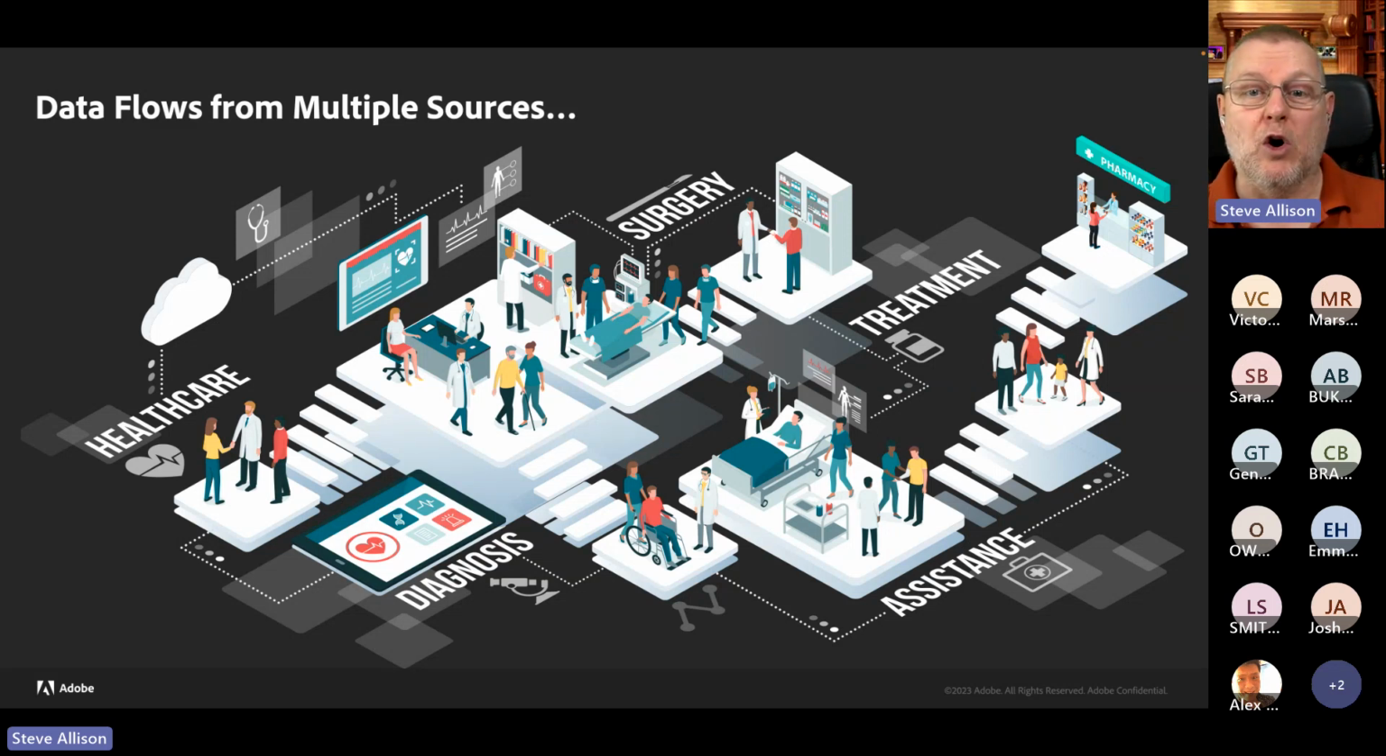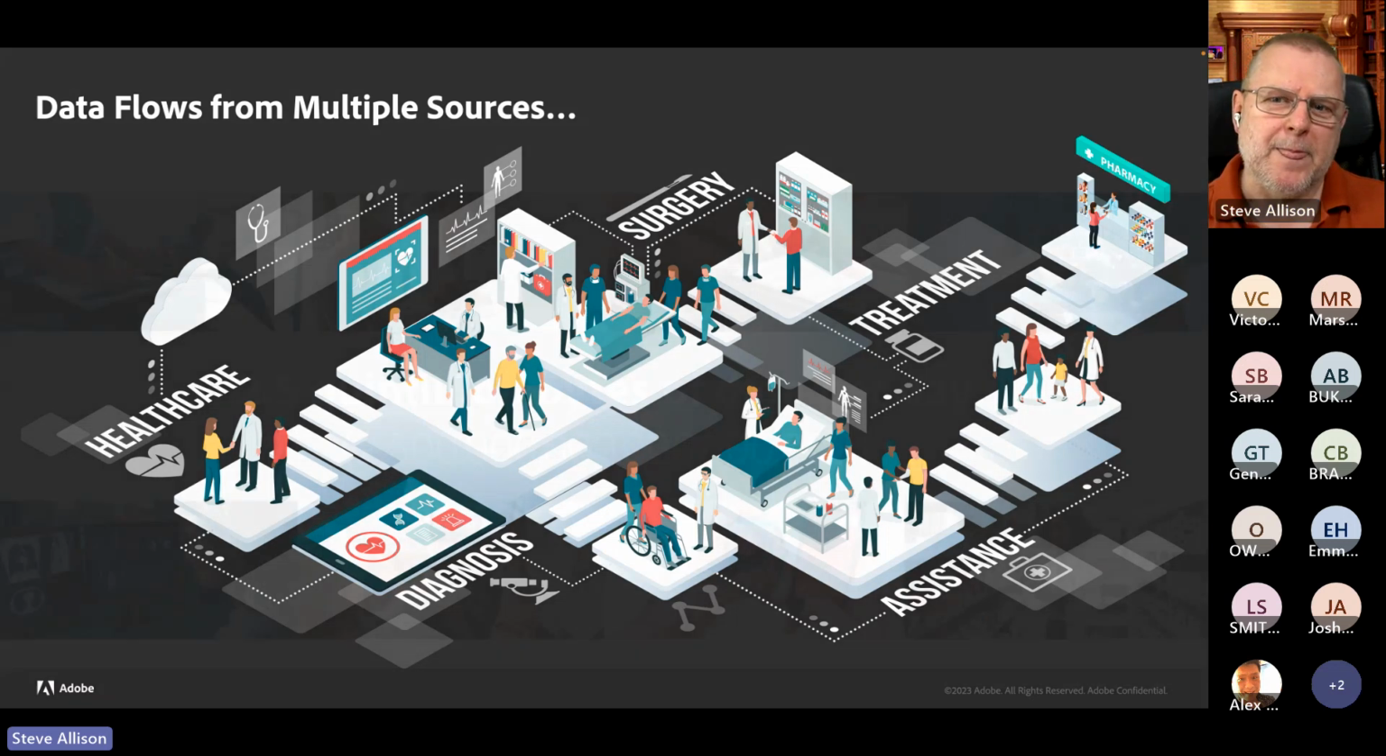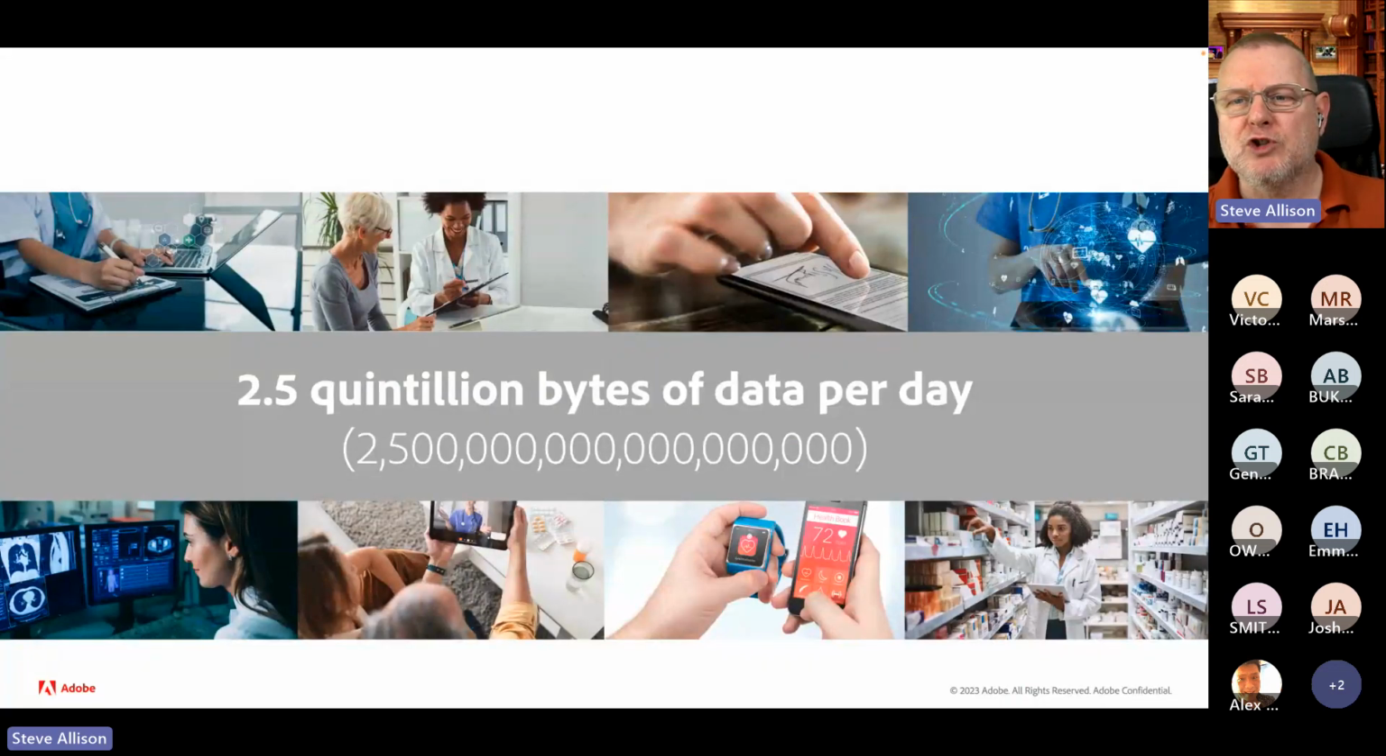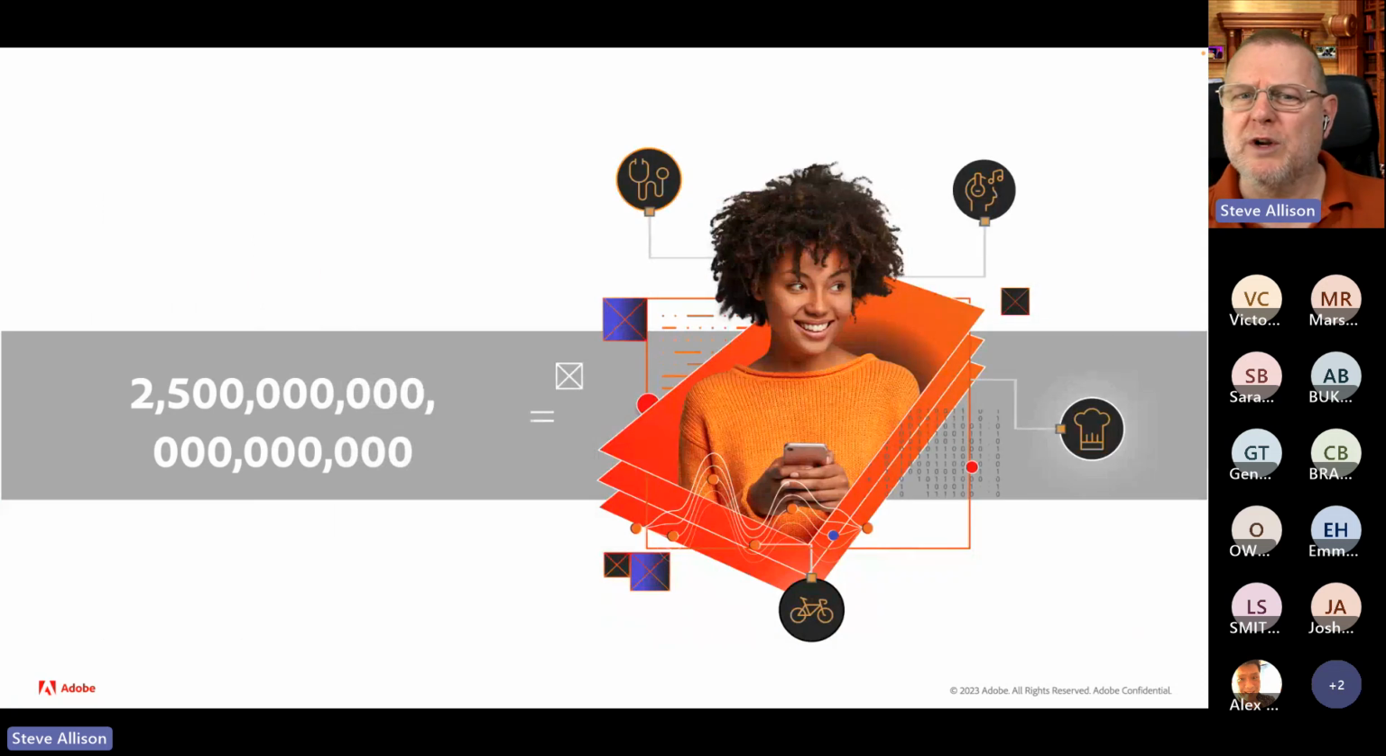Now, we generate 2.5 quintillion bytes of data per day. That's 18 zeros if you're counting. That is a phenomenal amount of data that gets generated every single day. And you would have thought that with that much data, even if we take a tiny slice of it, we ought to know those people that are interacting with us on digital channels and offline and everything else. If only. It's not quite that simple.